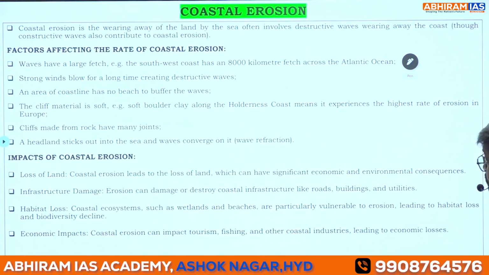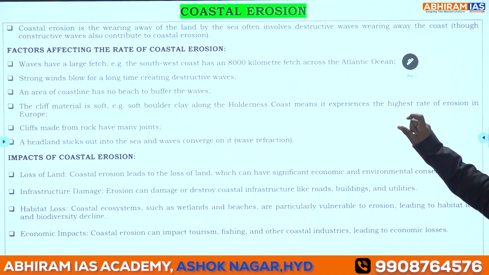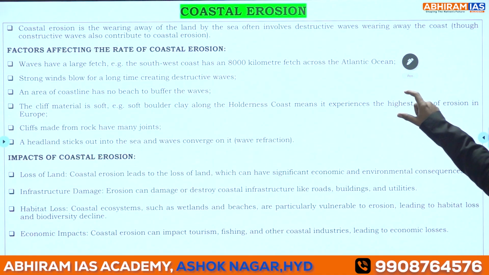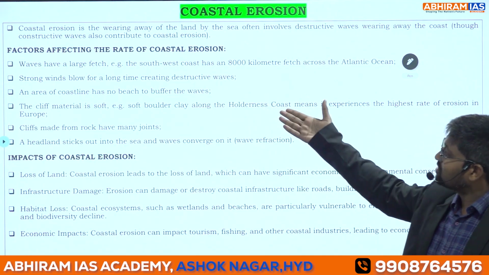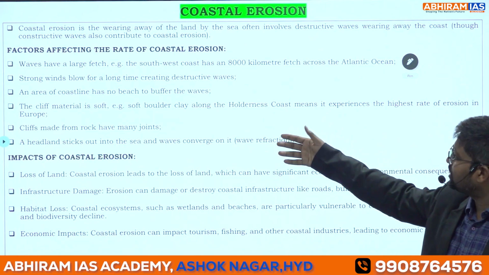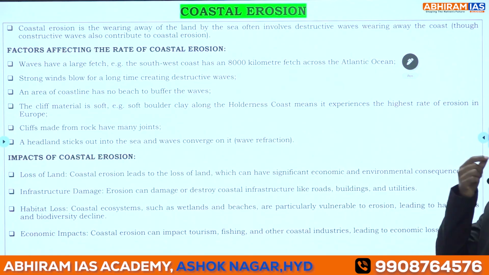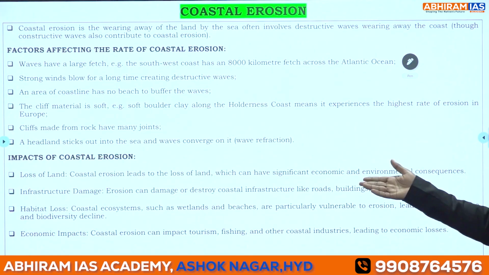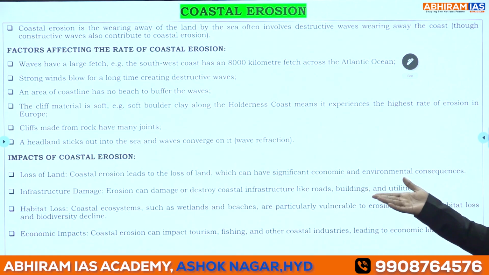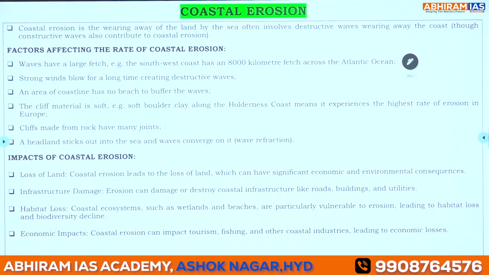Now, coastal erosion. Coastal erosion is the wearing of land by the sea, often involving destructive waves wearing the coast. Okay. So, factors affecting the rate of coastal erosion, impact of coastal erosion. What happens because of coastal erosion? Loss of land, infrastructure damage, habitat loss, and economic impacts.